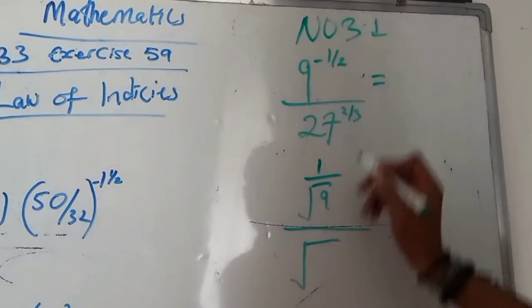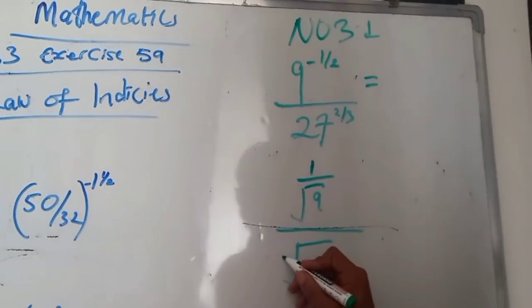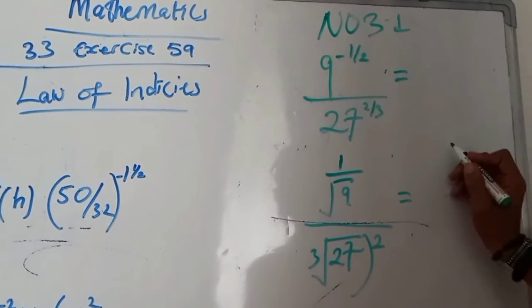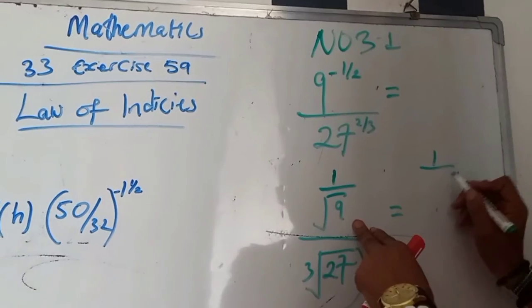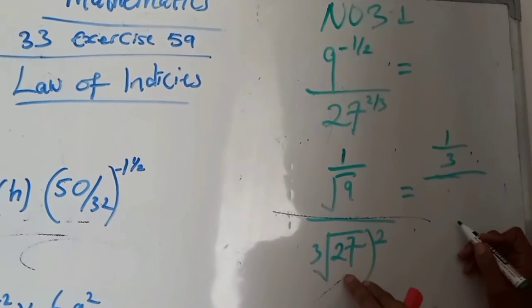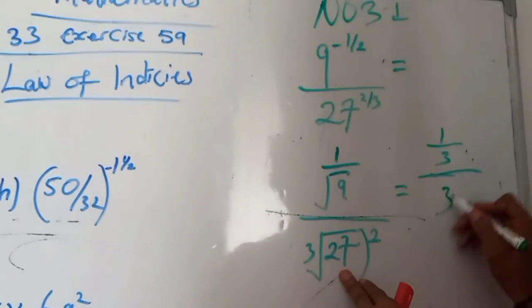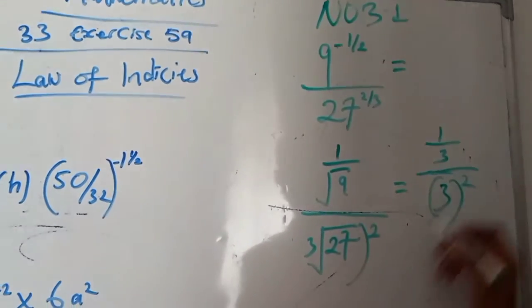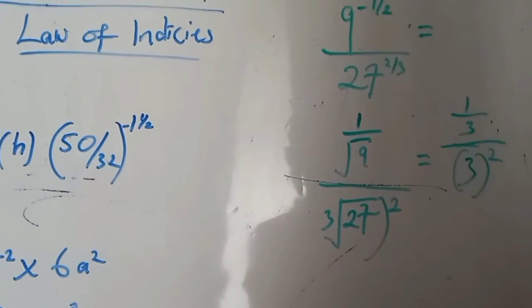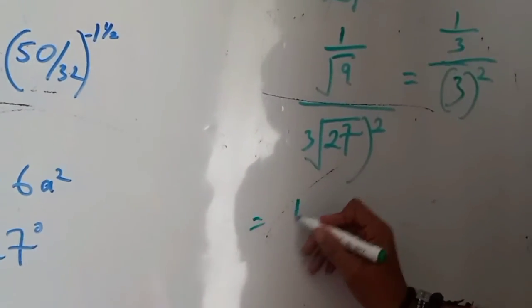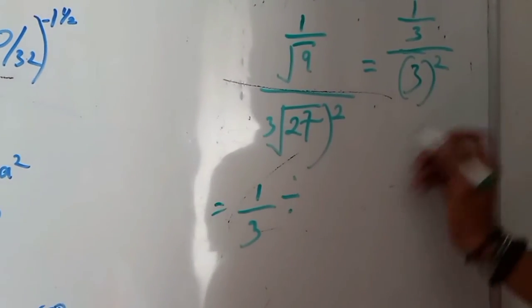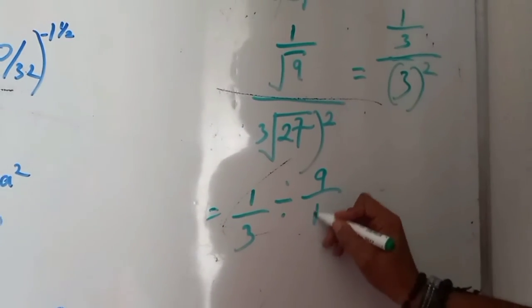I will not start explaining again, but I've already explained about fractional law. The cube root of 27 is 3, to the power 2. The square root of 9 is 3, over the cube root of 27, which is 3 to the power 2. Now I will express this in full fraction. Equals 1 over 3 divided by 3 times 3, which is 9 over 1.